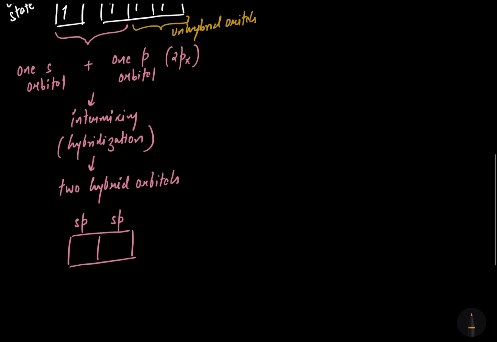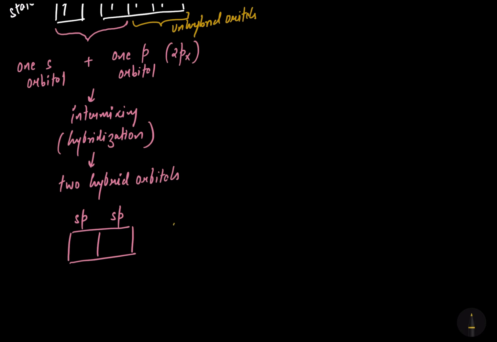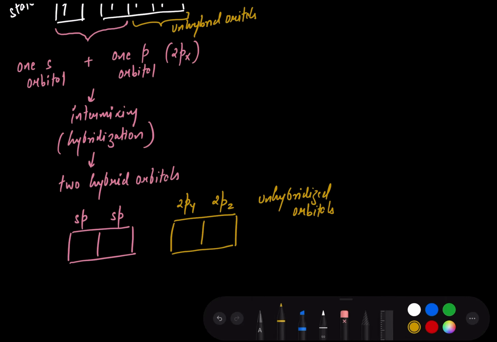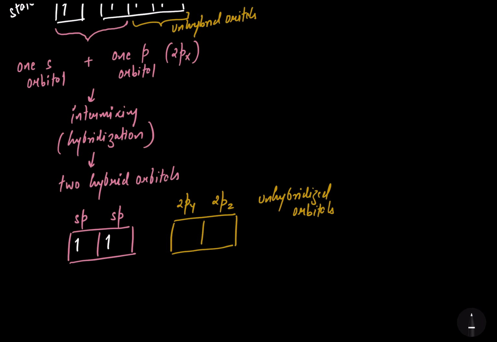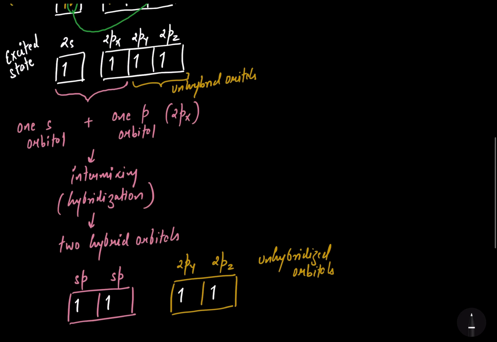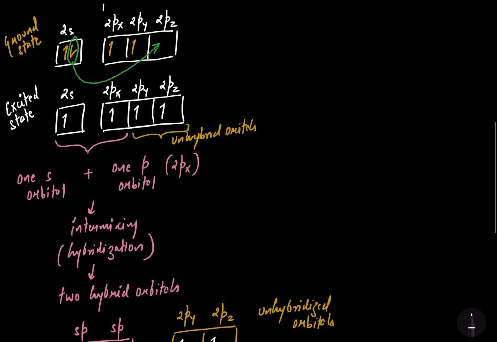We also have to keep them aside because they are having 2 electrons, and these are now 2py and 2pz, the unhybridized orbitals. So we were having the 4 electrons, so there will be the redistribution of electrons. The first electron in sp, second in sp, the third in 2py, and the fourth in 2pz. So this is the thing up to the carbon.